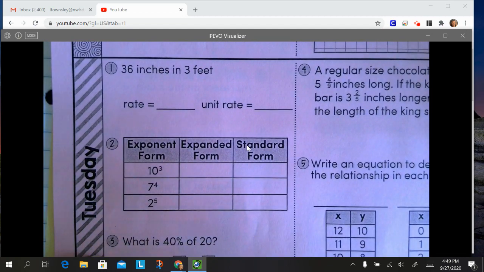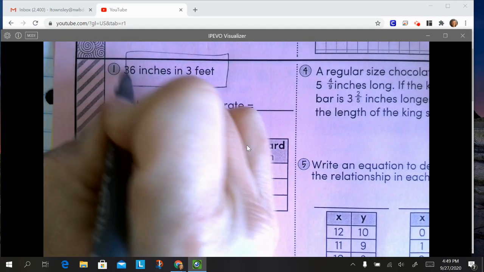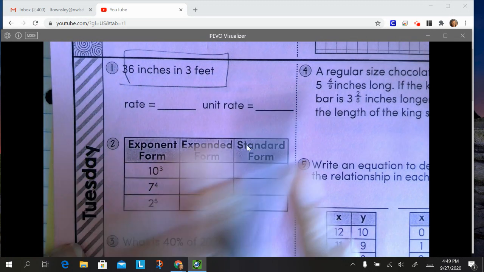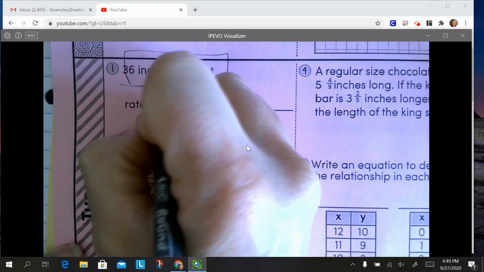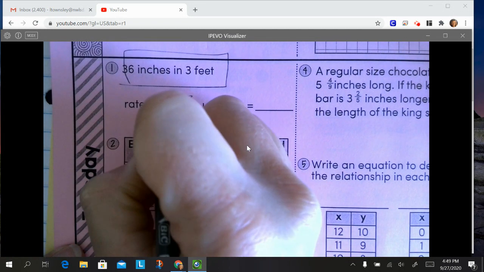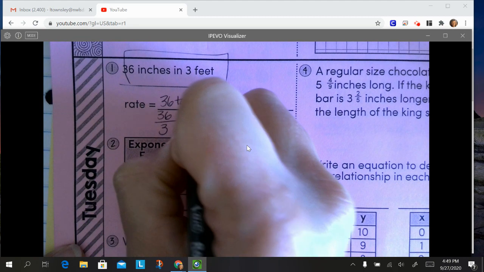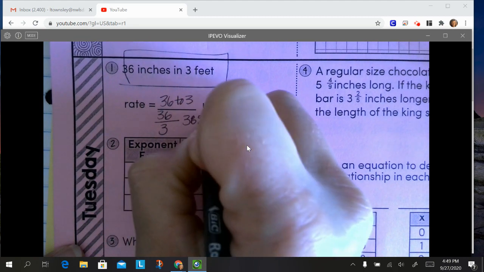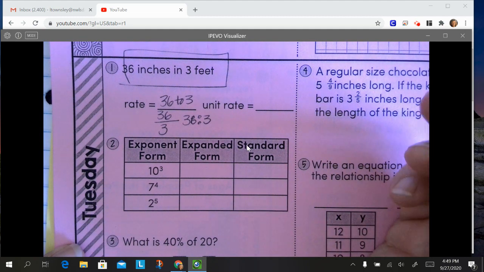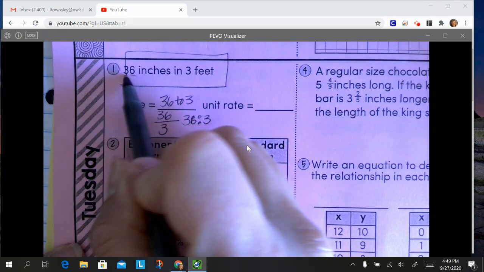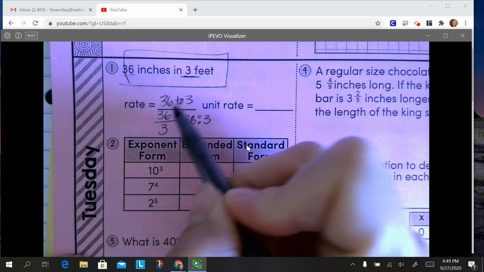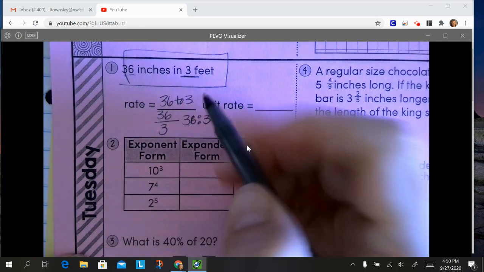Number 1 says 36 inches and 3 feet, and they want to know what the rate is. Now, the rate is just what they're telling us. The rate is just what it is. So it's 36 to 3. Or remember, you can write it as a fraction, or you can write it with a colon. So you can write a rate any of those ways. Just make sure that this is first and this is second. Order matters. So it's 36 to 3, 36 to 3, or 36 to 3.